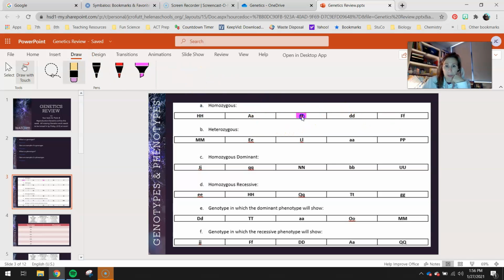Okay, you're doing the same thing for heterozygous. More specific, we have homozygous dominant, homozygous recessive, and then finally genotype, in which the dominant phenotype will show. So of these genotypes, which one will give us a dominant phenotype? Same with this one, genotype, in which the recessive phenotype will show. So which of these genotypes will give you the recessive phenotype?